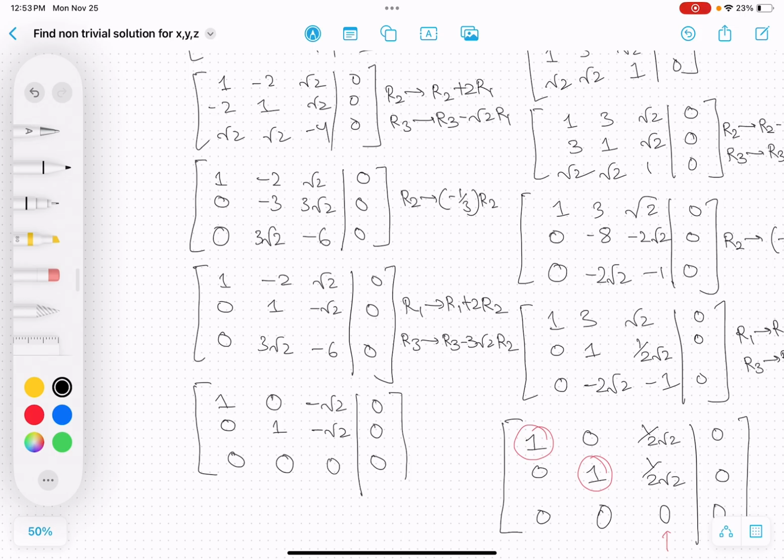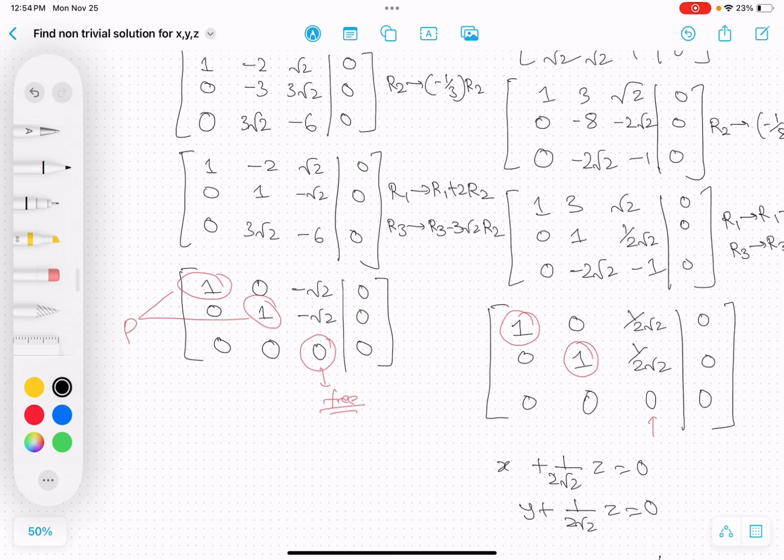So again, I knew this was going to happen because over here these were already our pivot variables, so this had to be our free variable, right? This z had to be our free variable. Okay, so over here we see that x minus root 2 z is equals to 0, y minus root 2 z is equals to 0, and z is free. So let z be t because z is a free variable. There's no restriction on z.